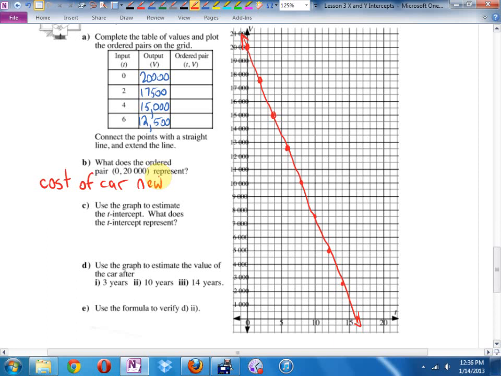As soon as you drive it off the lot, it starts, the fancy word, depreciating. Starts becoming worth less and less and less. C says, use the graph to estimate the T-intercept. Now the T-intercept is right there. What do you think that represents? What do you think that means?